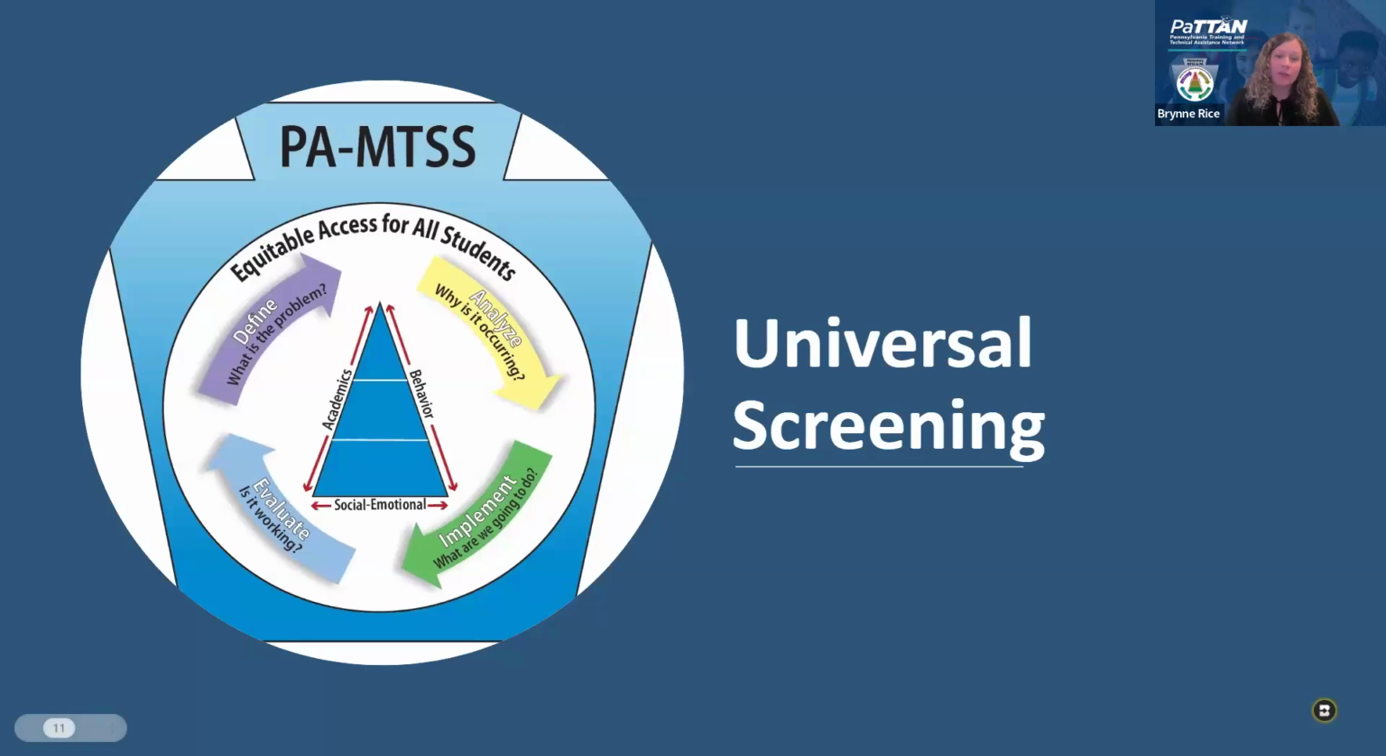Universal screening is a fundamental element of MTSS. Let's delve into the key elements of universal screening that are crucial for implementing MTSS with fidelity.